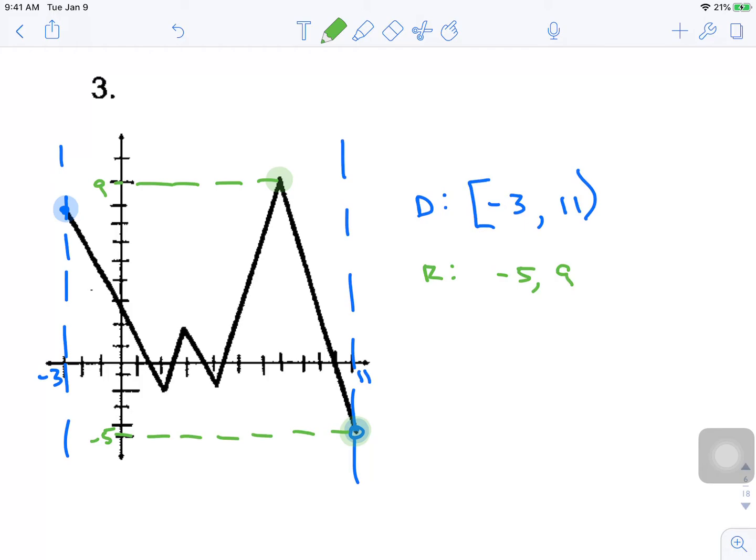But now I just have to decide if I need a square bracket or a parenthesis on each one of those. The -5 is over here. That's an open circle. So for that reason, open means not included, so it would be a parenthesis. 9, on the other hand, up here, that is closed. I didn't change it to an open circle, so for that reason, that would be a square bracket.